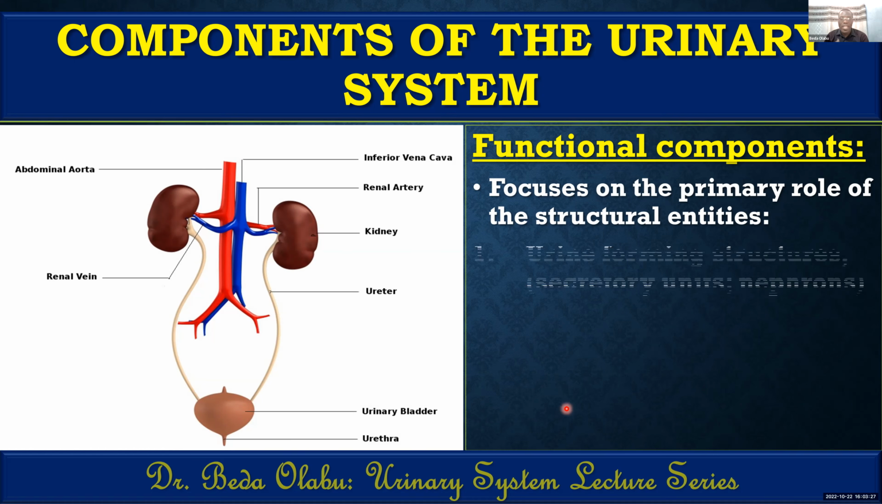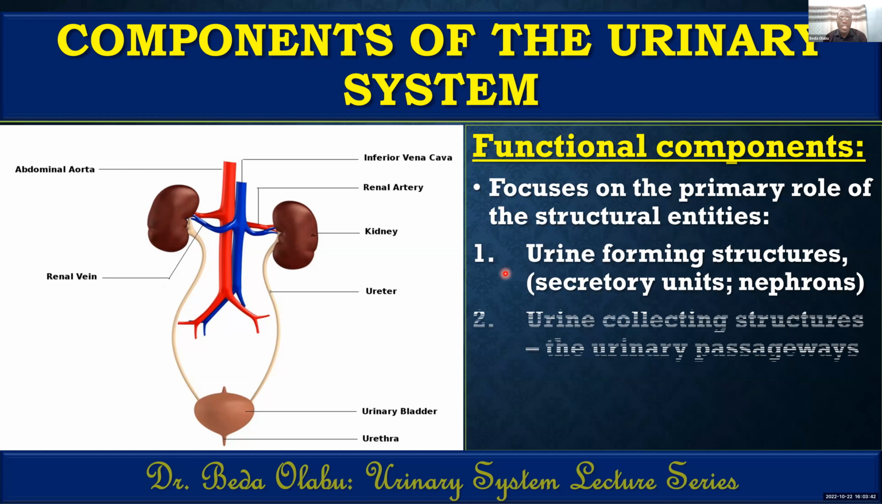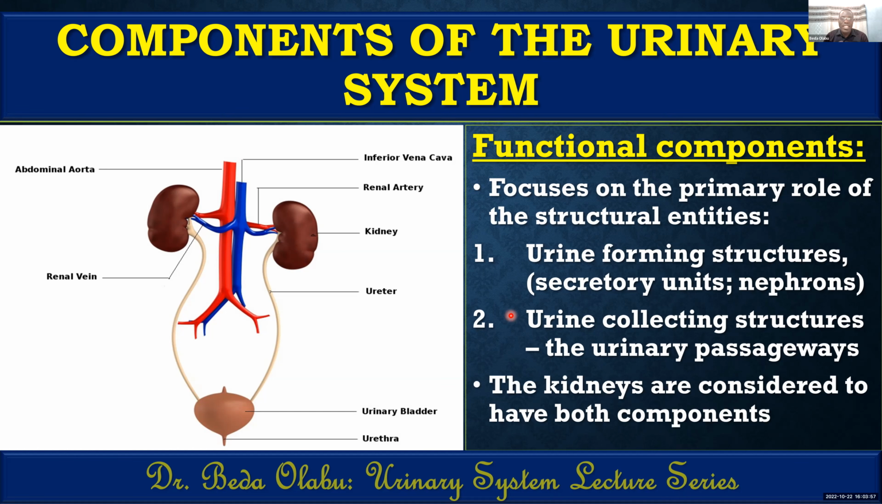With that in mind, we can divide these entities into two. There are those that form urine. We call them the urine-forming structures. And at histological level, this is the nephron, which is the functional unit of the kidney. And then we have the urinary passageways, which is the subject matter of this discussion. It is a path used to collect urine. So basically, the urine collecting structures. If you look at it in strict understanding, you'll notice that the kidneys have both urine-forming structures, which are the nephron, but also the urine collecting structures, which we call the pelvicalyceal system.